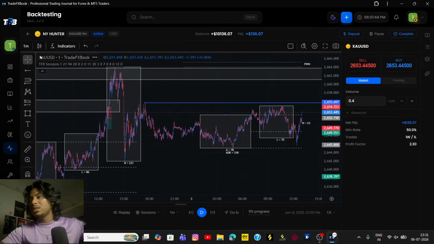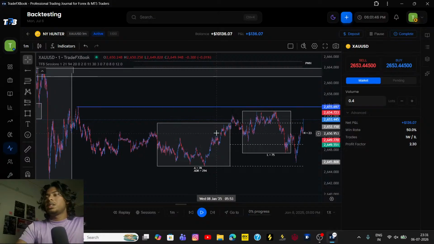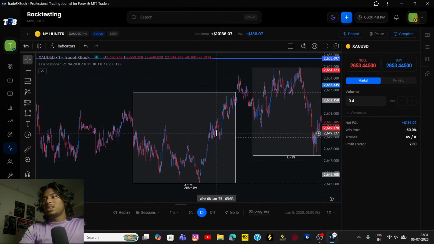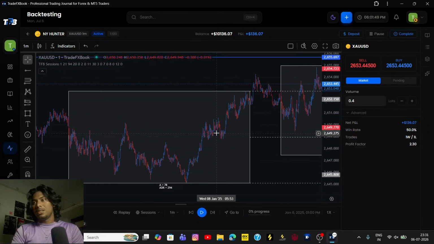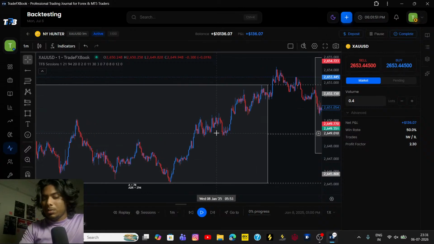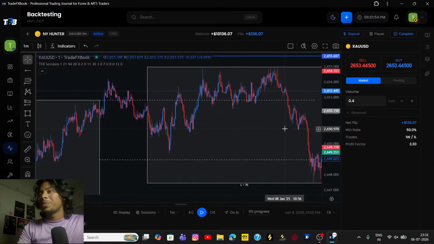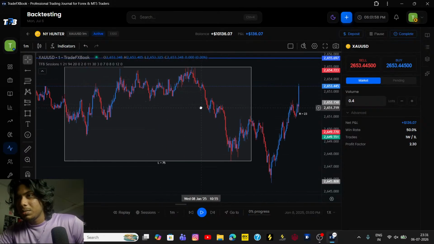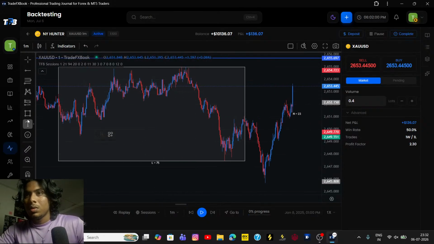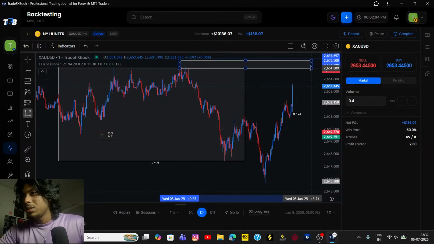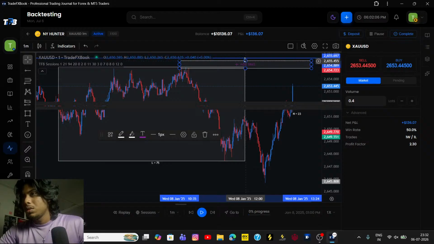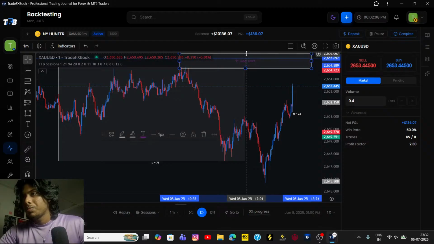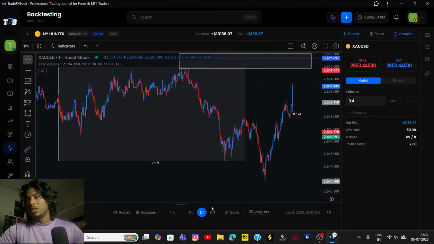Actually, this software is a real game changer for every trader, because I started loving this chart. If market comes to this zone and shows me a rejection, I'm going to short. Let's play this trade.